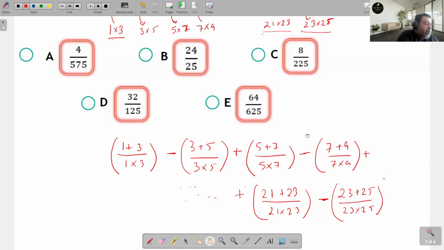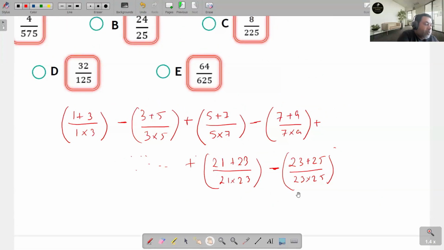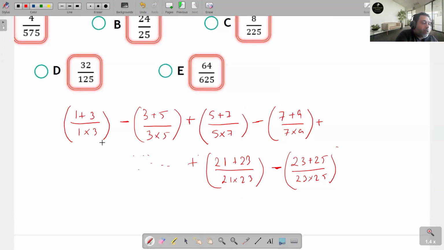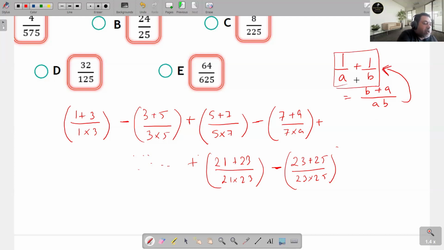Now, we'll need to understand one more thing. These can be broken down into unit fractions. If you take 1 by A plus 1 by B, you get A plus B divided by AB, right? So these are all in this form, and you can actually convert this backwards and convert them into these terms.